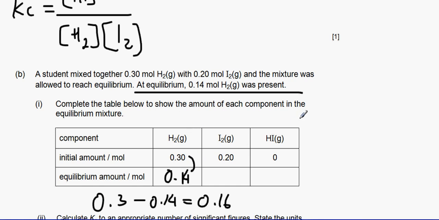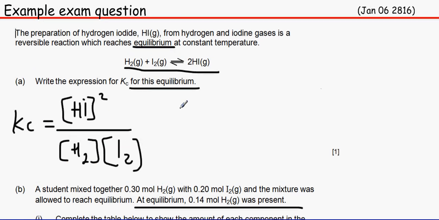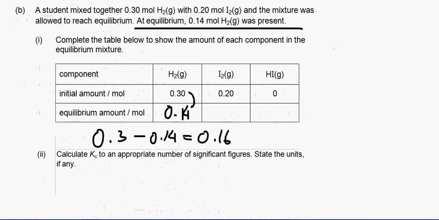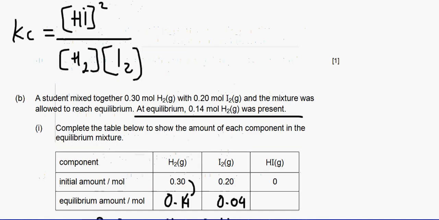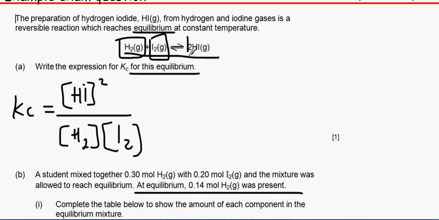So, as you can see in the reaction over here, this is a 1-to-1. So whatever amount of moles has been used up here in H2, the same number of moles must have been used up in I2. So 0.16 moles has been used up. So 0.2 minus 0.16 will make 0.04 moles. And over here, obviously, this is what we're making. So we have 2 times the amount of moles which has been used up here be made here.